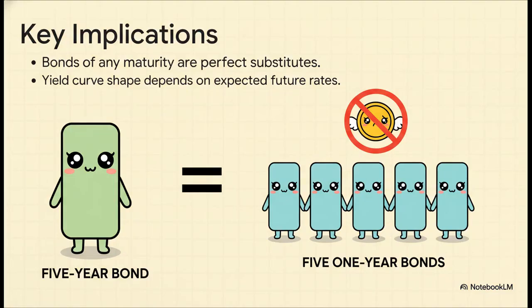Now, this has some pretty wild implications, right? It means an investor is totally indifferent between buying one 5-year bond or buying 5 one-year bonds, one after another. The expected return is identical. In this world, the market is a perfectly rational machine, and you get no extra reward for taking on the risk of holding a bond for longer.